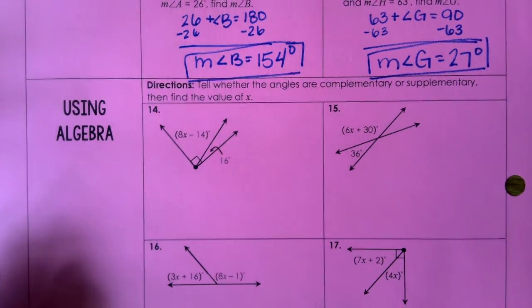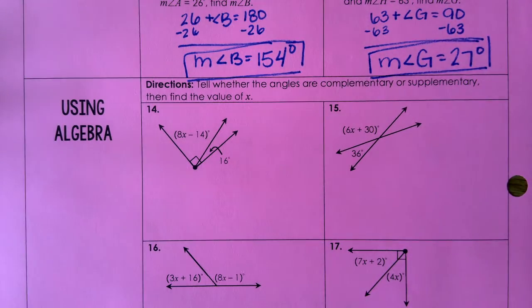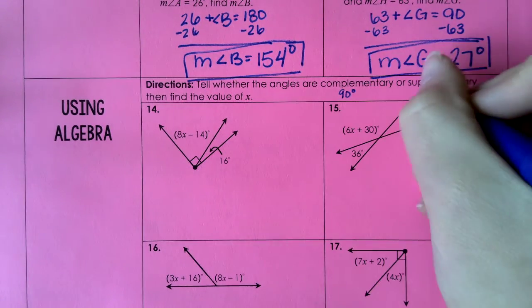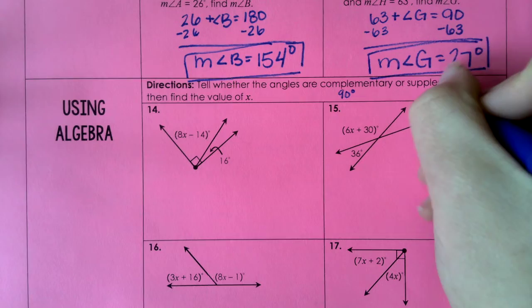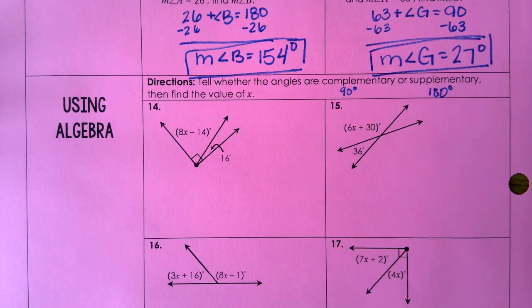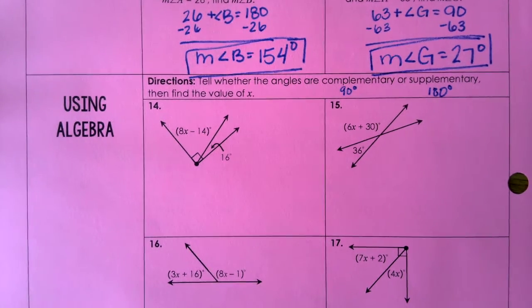So now, again, we're telling whether the angles are complementary or supplementary. So complementary, remember, is at 90 degrees, supplementary is 180. I'm writing them down below because until we basically get them instilled in our brain, you will see me write 90 under complementary, 180 under supplementary, just so you don't get them confused, okay?